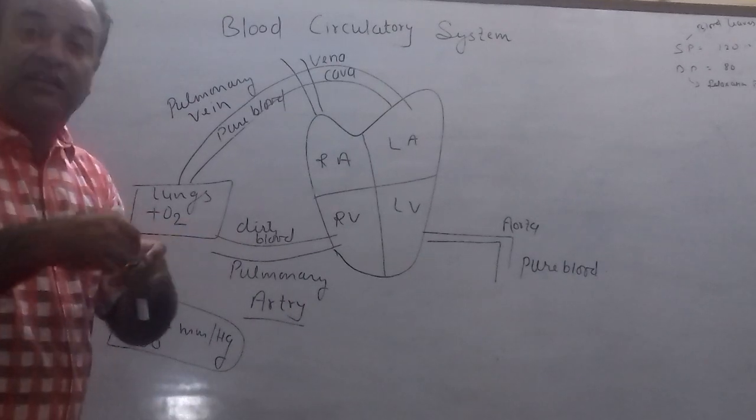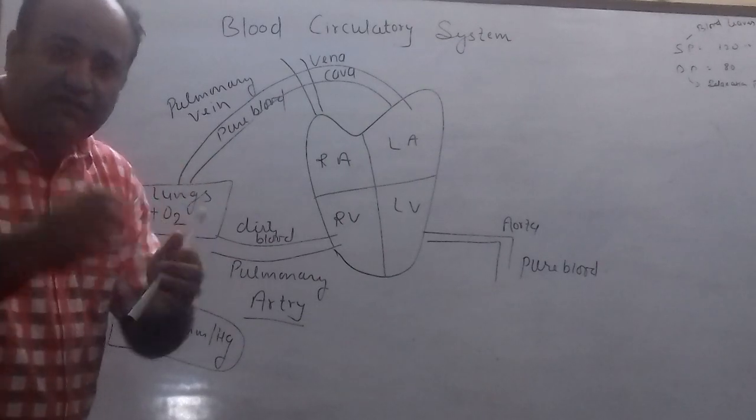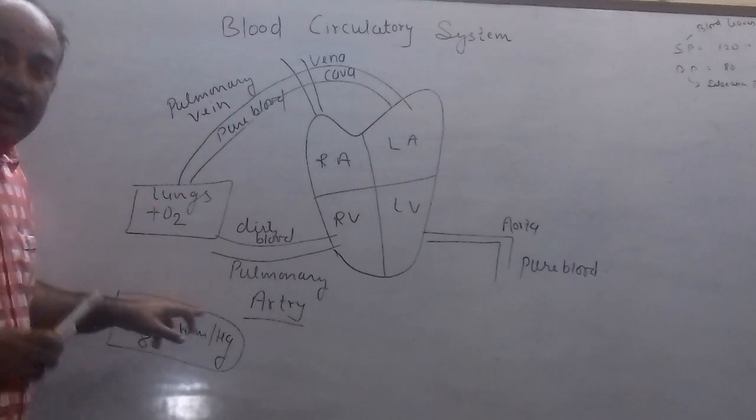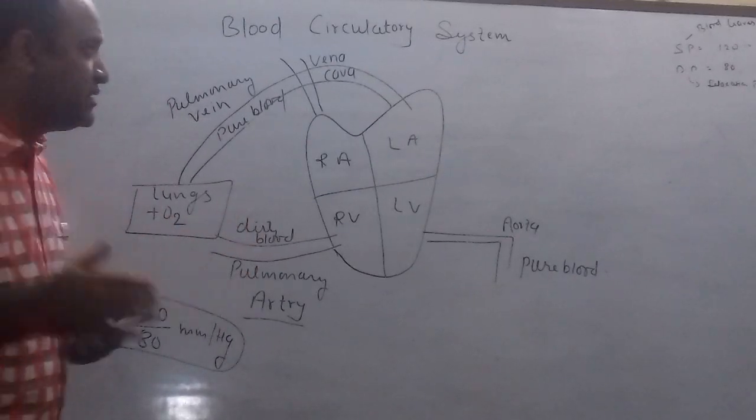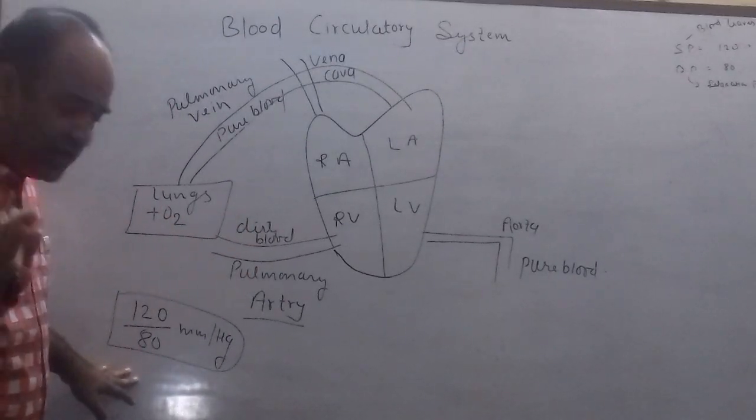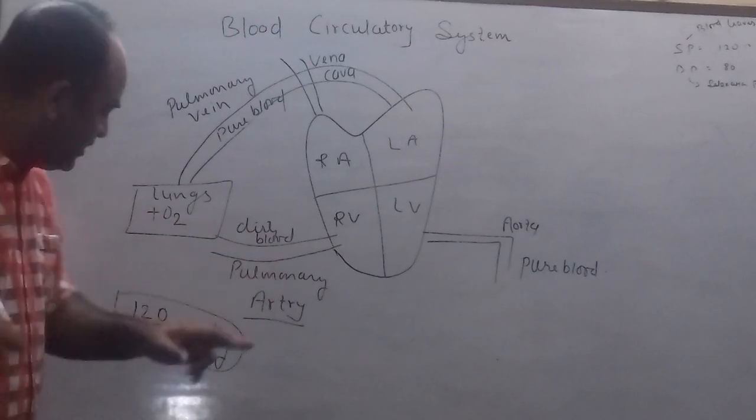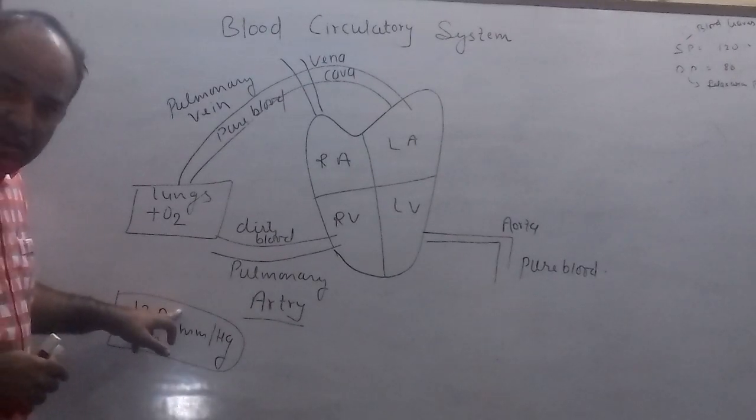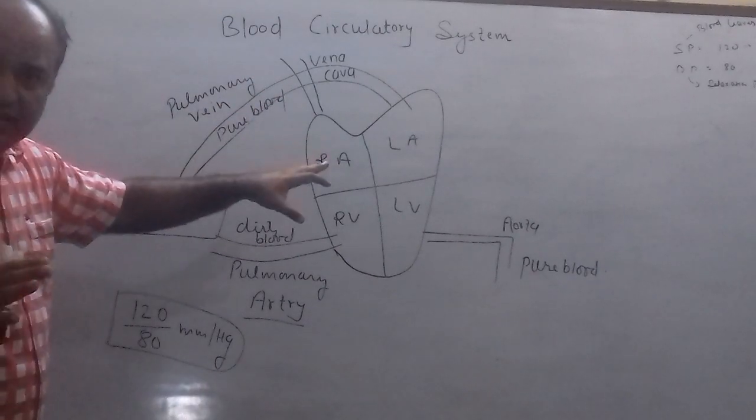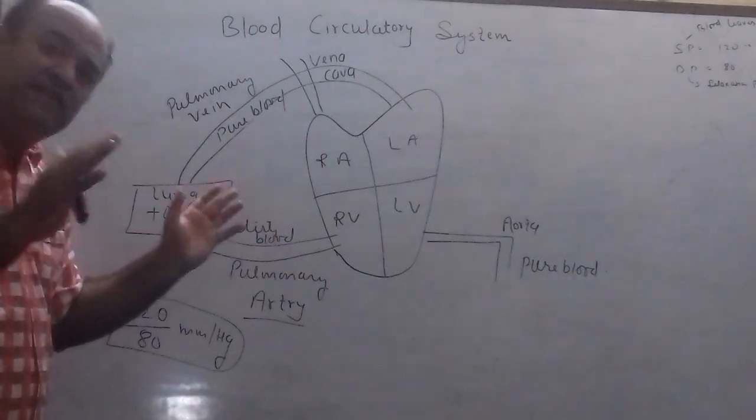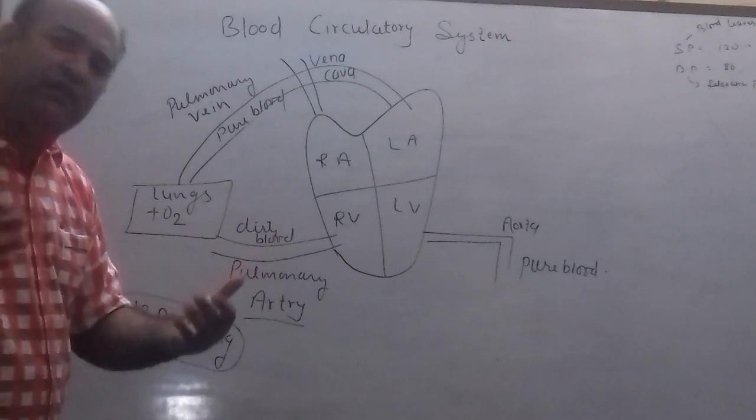Systolic pressure means when blood comes out of the heart, the contraction phase is known as systolic, and the relaxation phase is known as the diastolic phase. So this is systolic blood pressure and this is diastolic blood pressure. Revise it at home, try to learn it. This is just the basic idea. We will learn the human heart diagram later on.